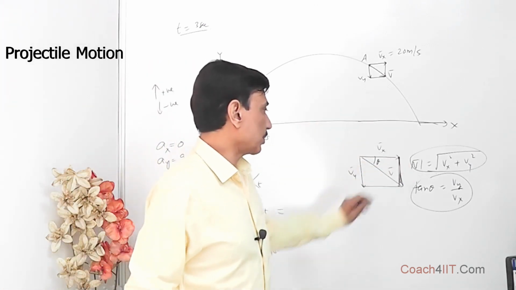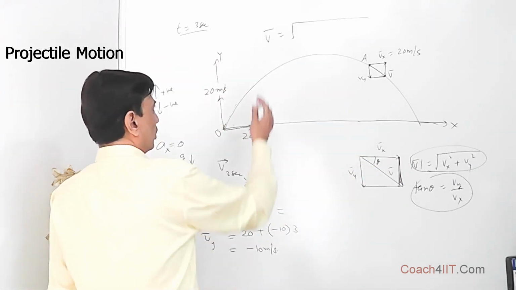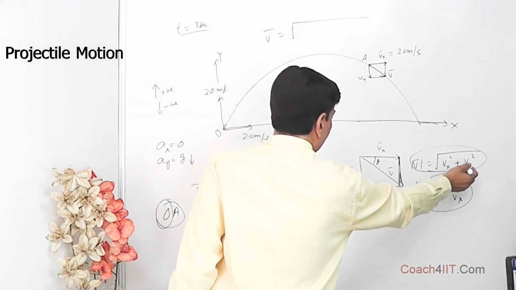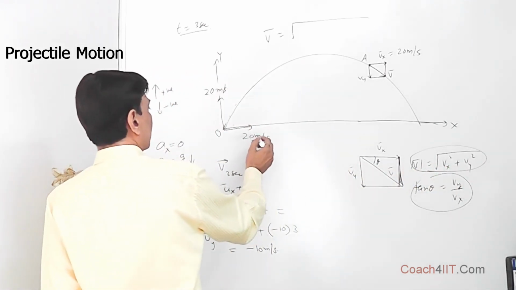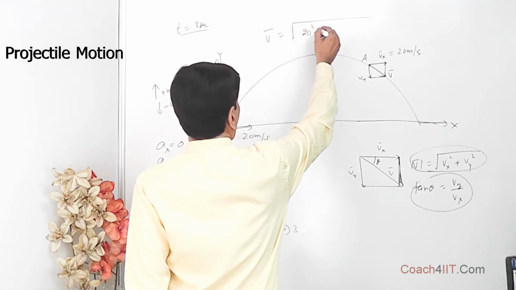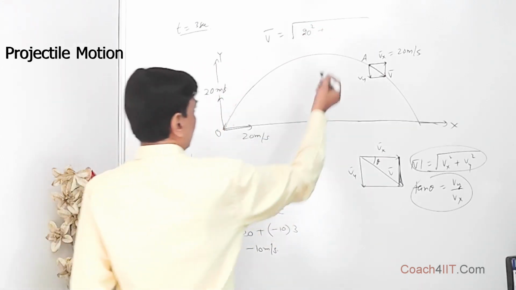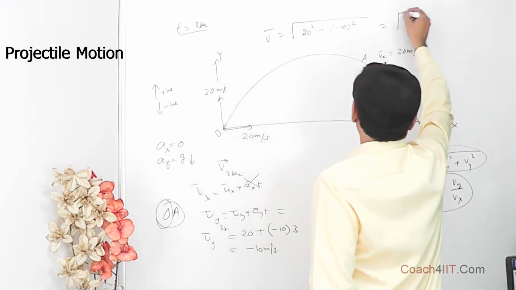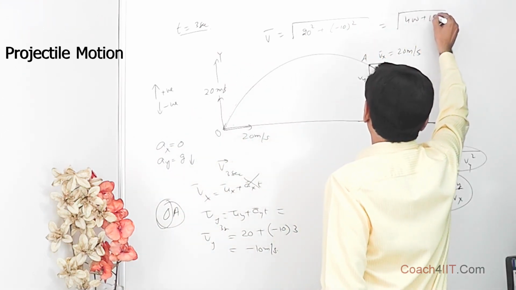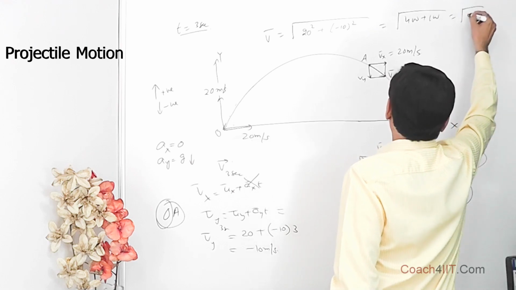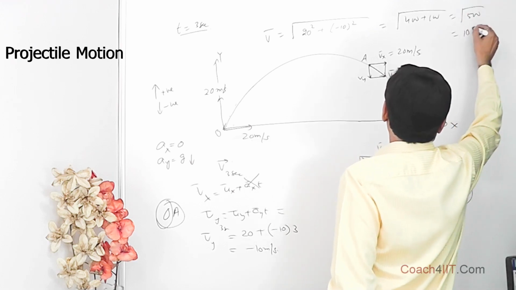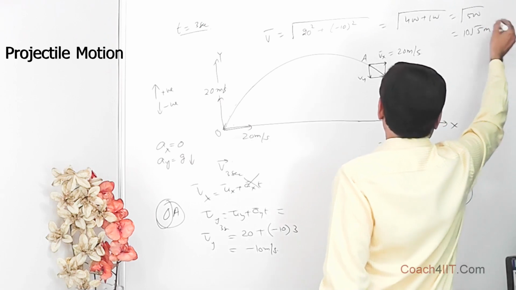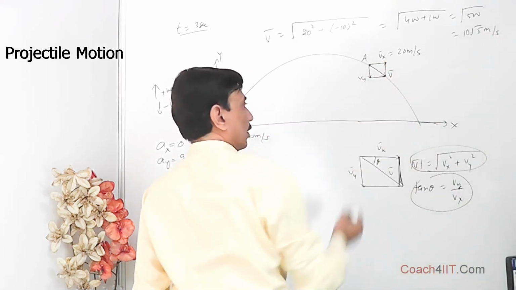Now if we use this to find the net velocity, the net velocity is going to be under root Vx square plus Vy square. What is Vx? Vx is 20 meter per second only. So it is 20 square plus, you can put it minus 10 or 10, it doesn't matter. So it is going to be 400 plus 100, equal to root 500, which is equal to 10 root 5 meter per second. This is the magnitude of this velocity.